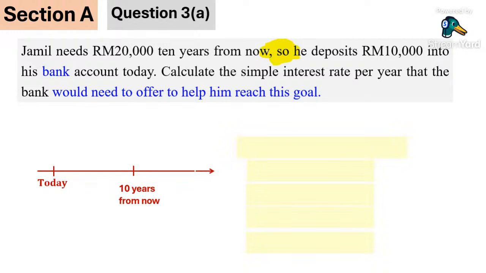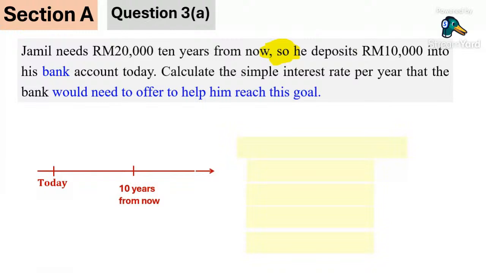So Jamil needs RM20,000 10 years from now. So he deposited RM10,000 in the account today. I make the correction to "so" so that it looks a bit more logical. The original words, if you read that sentence, just seem strange. So therefore I change it to "so". He needs it, so he saves money.